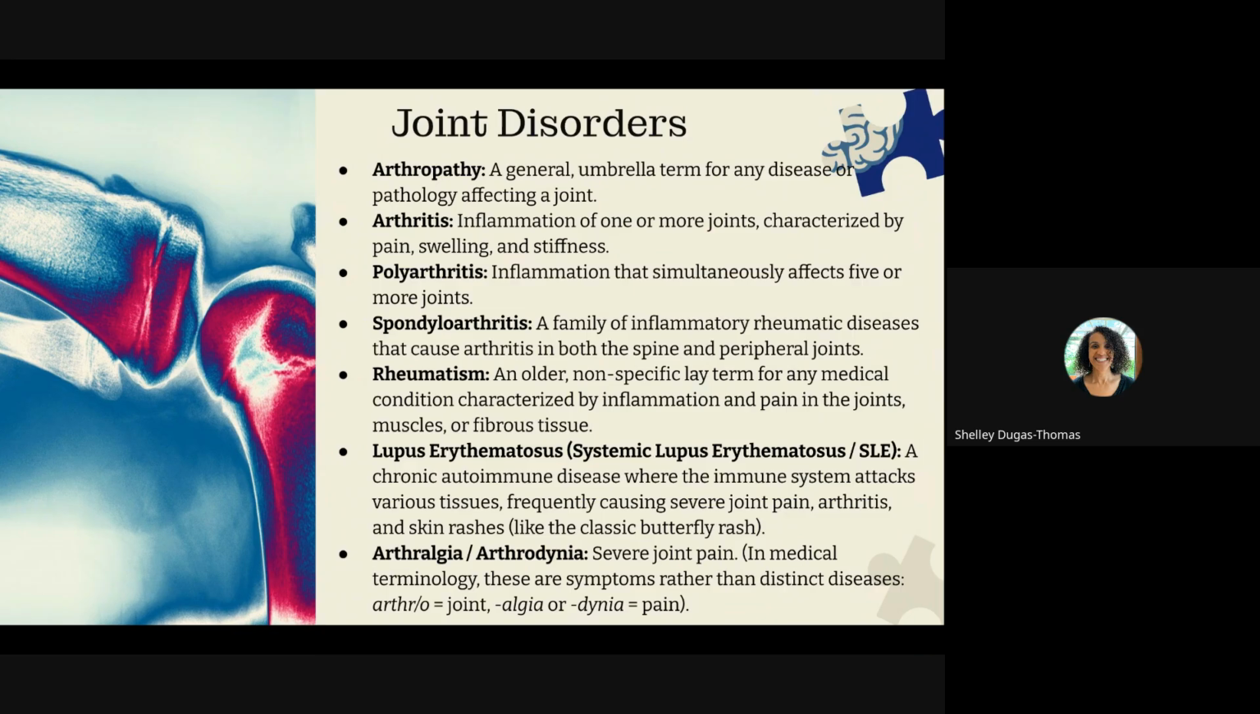So these are terms dealing with general joint pathologies. Arthropathy, which is arthro, joint, plus pathy, which is disease, any disease of the joint. Polyarthritis, poly meaning many or five or more, and arthro meaning joint, and itis is inflammation. Arthralgia, which is arthro, joint, plus algia, pain, joint pain without explicit inflammation.